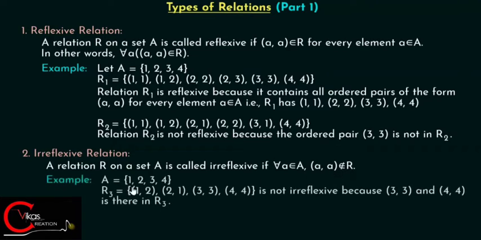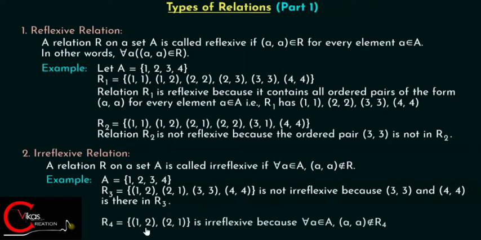Let's consider one example. Let's say we have this set A, which is similar to the set we have taken in reflexive relation. Now we are considering this R3 relation where we have all these ordered pairs: (1, 2), (2, 1), (3, 3), (4, 4). Now this relation is not irreflexive, let me tell you, because (3, 3) and (4, 4) are there in R3. We are talking about every element a that belongs to A, right? This ordered pair (a, a) must not belong to R. But as you can see, (3, 3) and (4, 4) are there in R3.